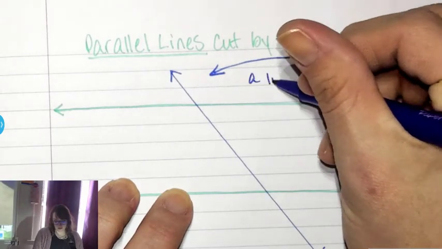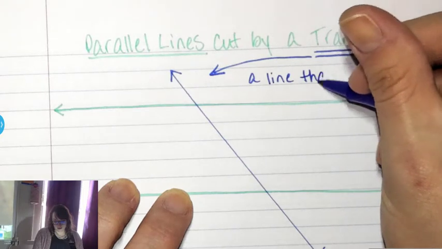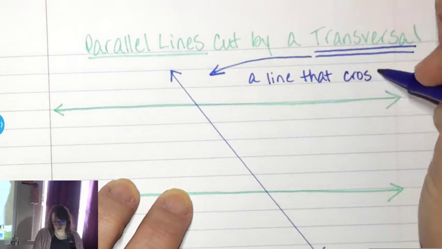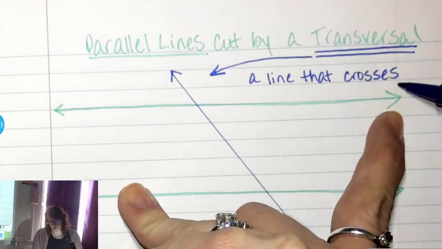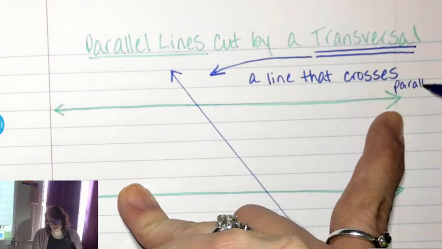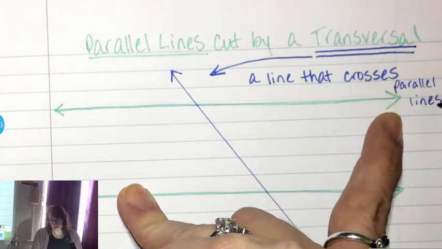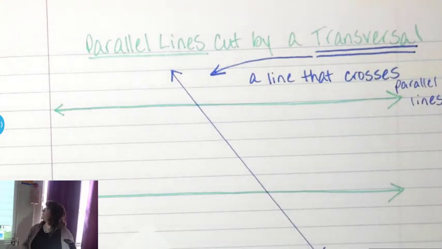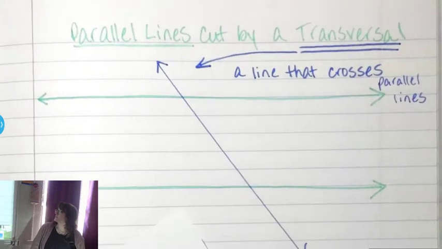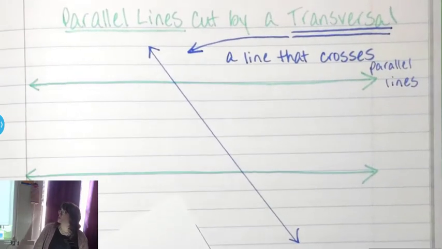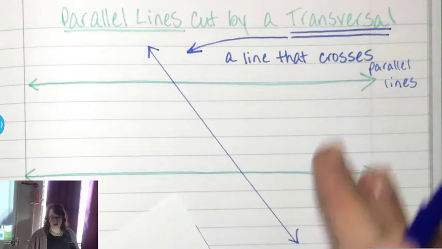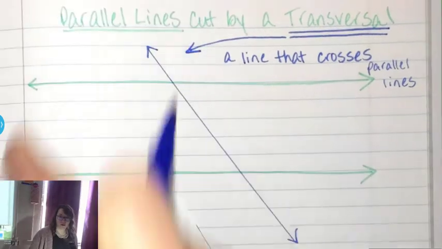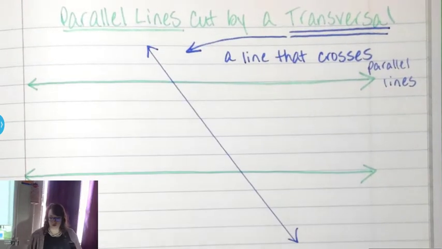A line that crosses parallel lines. Crosses, I ran out of room, parallel lines. A line that crosses parallel lines. So a transversal is not scary. That's all that means. If you ever have two parallel lines and something goes across it, that's a transversal. So think like roads and railroad tracks.